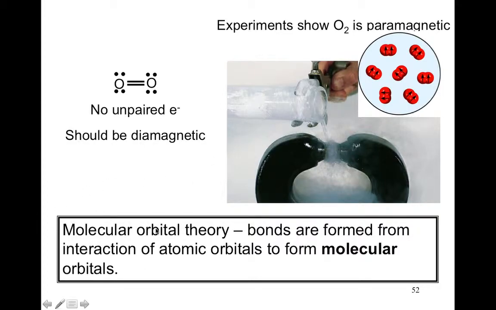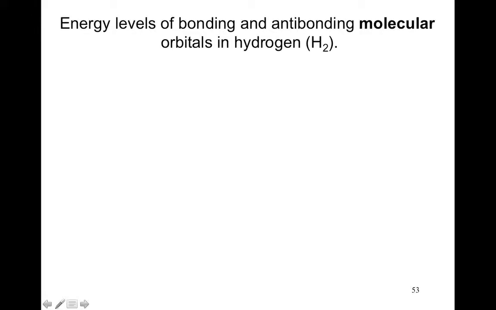So the Lewis valence structures don't explain every molecule, and molecular orbital theory doesn't explain every molecule. We kind of have to use them both. So that's kind of the unfortunate part. Now, energy levels of bonding and anti-bonding molecular orbitals in hydrogen.